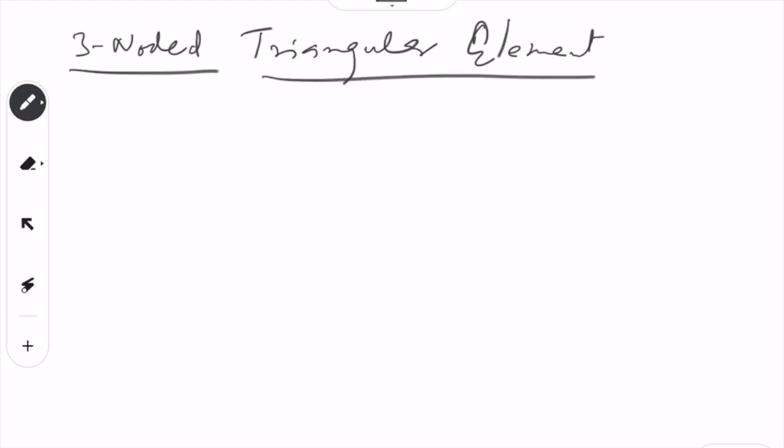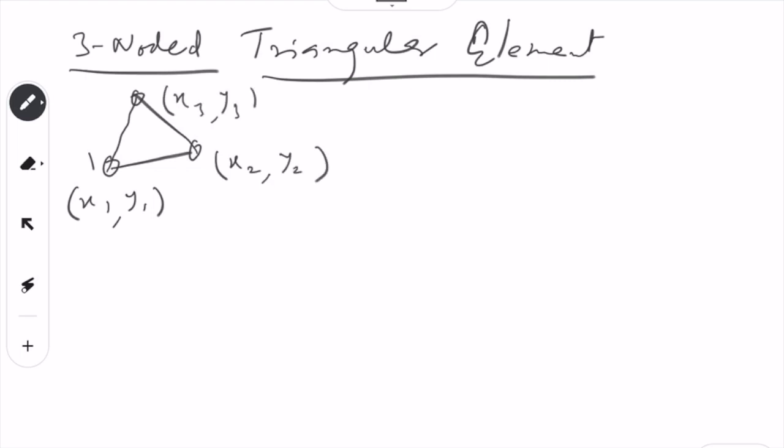Okay, so there are various ways of actually deriving the equation. One, which is easy, also makes sense and gives you a different perspective, will be something like this. So this is node number 1, with x1, y1 coordinates, x2, y2 coordinates, x3, y3. This is number 2, this is number 3, and then how do we define the shape function? Ultimately, this is a shape function, right?